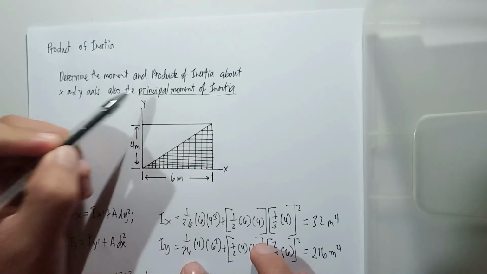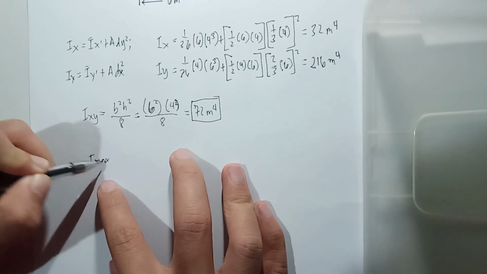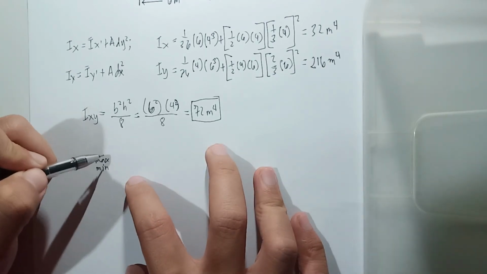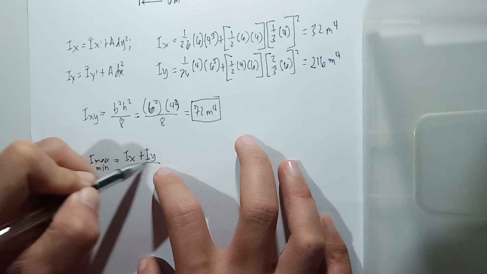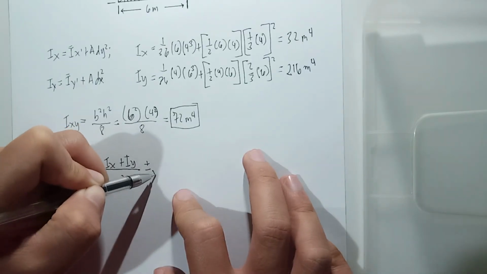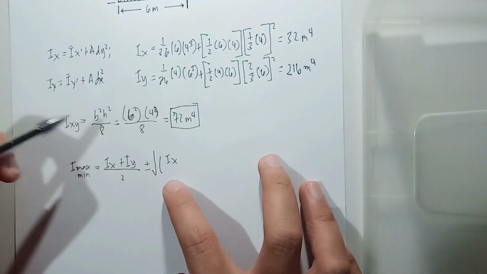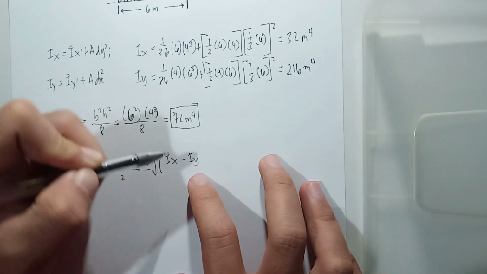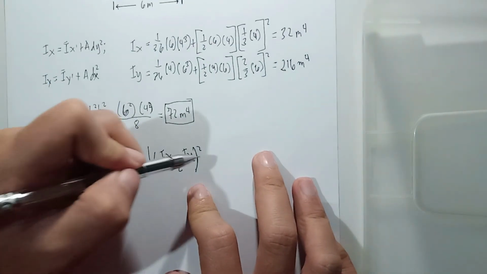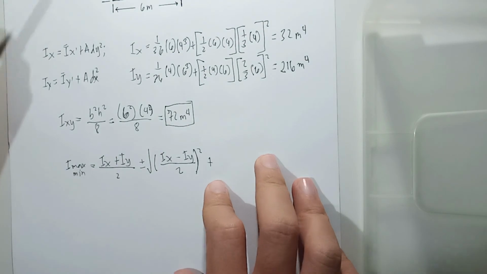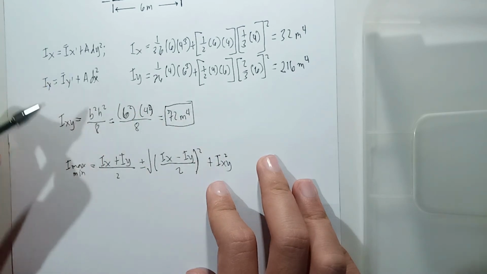For the principal moment of inertia, to find that, using the formula of I max and min, which is equal to Ix plus Iy over 2 plus or minus the square root of Ix minus Iy over 2 squared plus the product of inertia, Ixy squared.